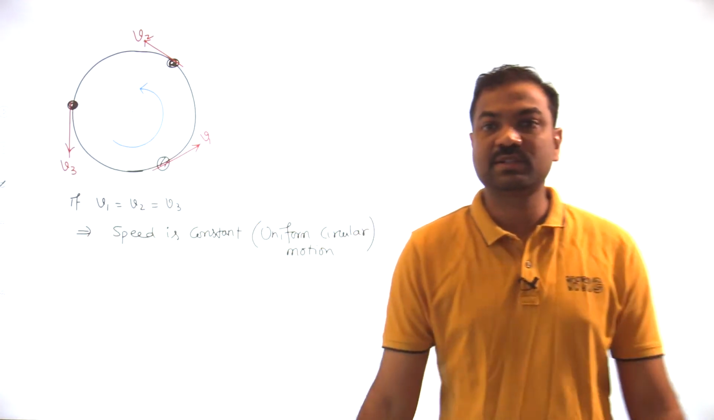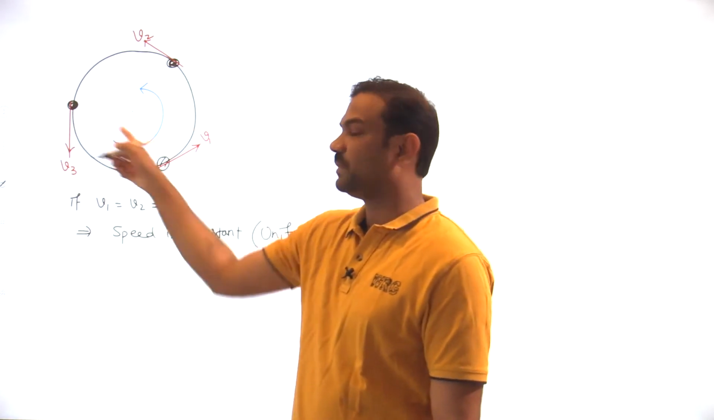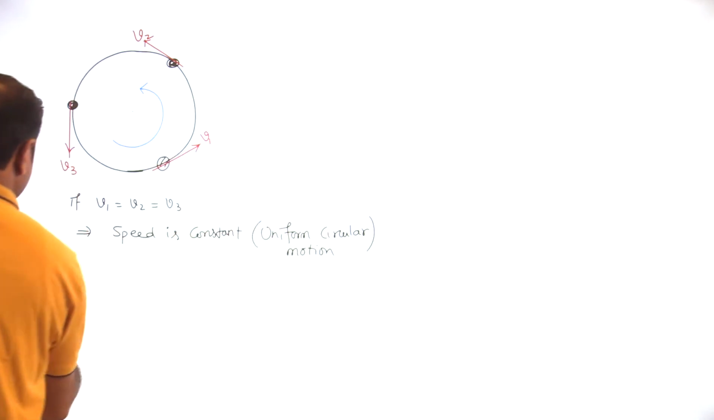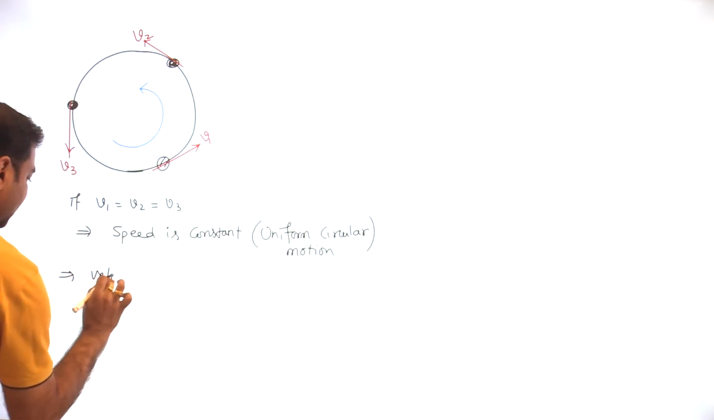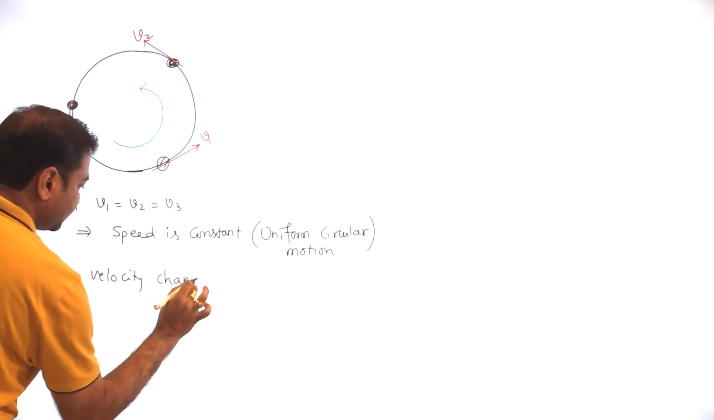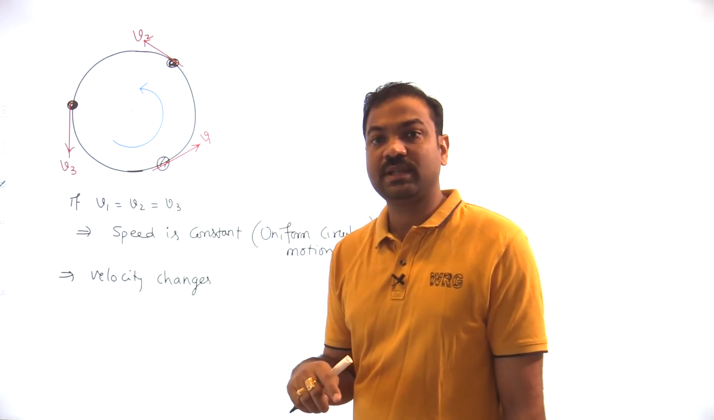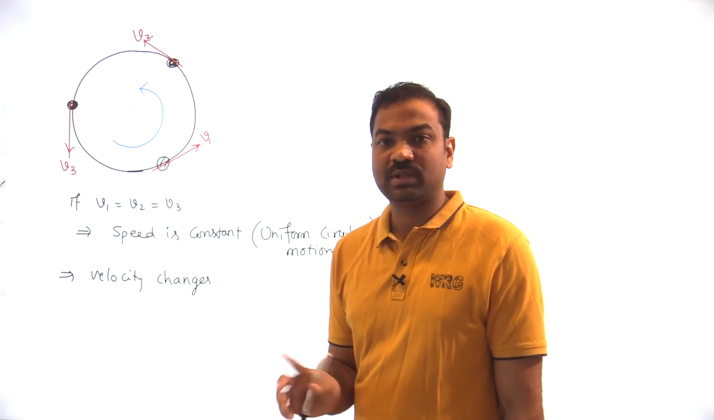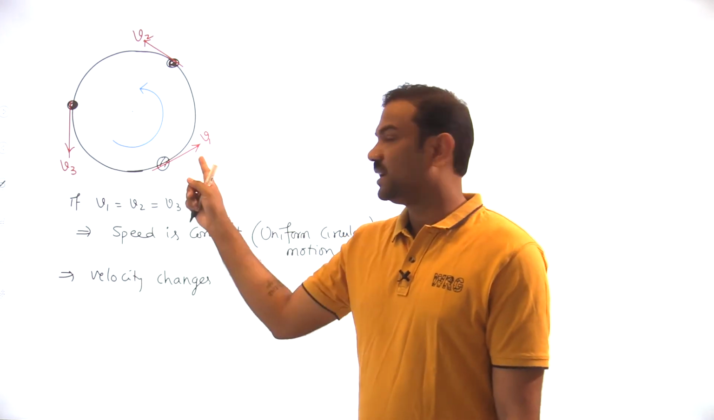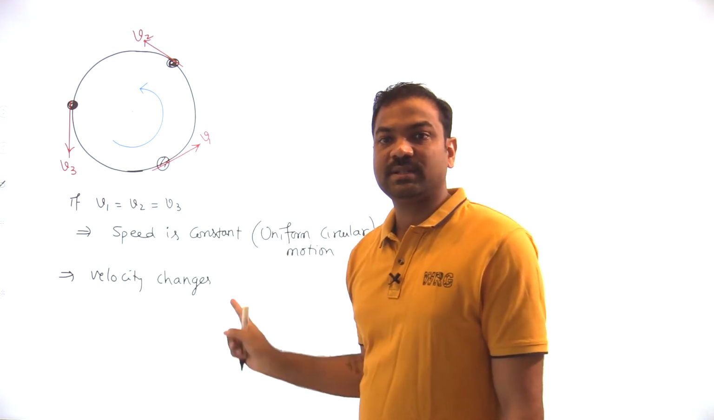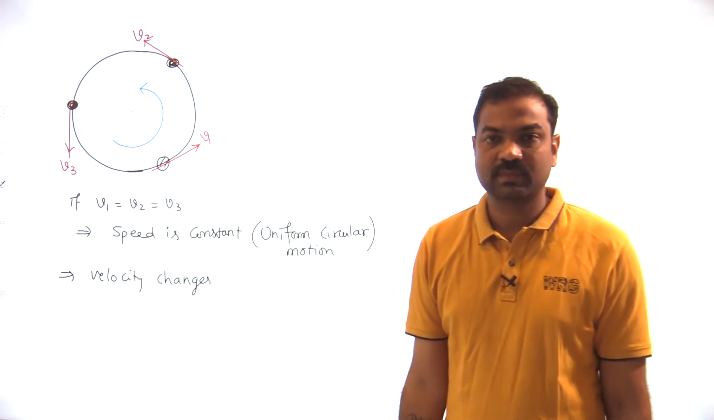Uniform circular motion: when speed is constant, the v value, the magnitude, is the same, but direction keeps on changing. So I can write here that velocity changes, which is a vector quantity. A vector quantity involves the magnitude as well as the direction, so both things will be there. Here magnitude is constant but direction is changing. That's why velocity changes. Clear?